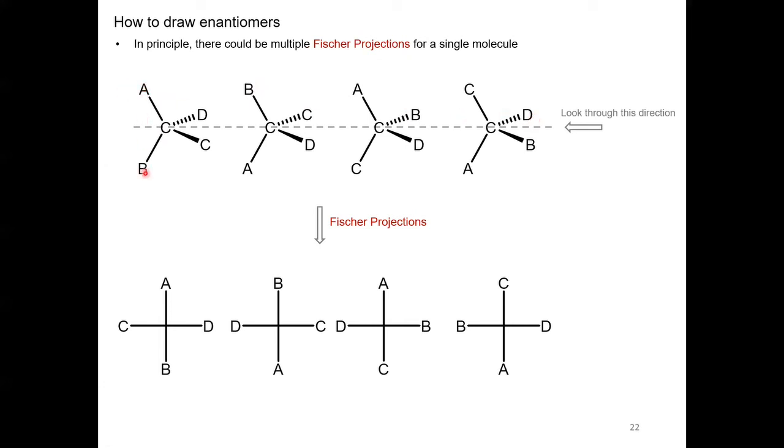Okay, A and B. If you flip them, now D becomes in the front, right? So if you look through this direction, you can actually draw 4 different Fischer projections. C and D point to you, C and D point to you, a different direction, D and B pointing to you, B and D pointing to you. Okay, so that creates a lot of confusion, right? So to make Fischer projections really clear and accurate, we have some conventions to follow.